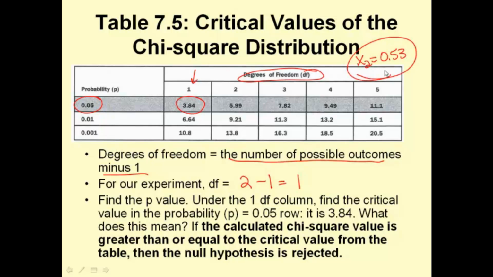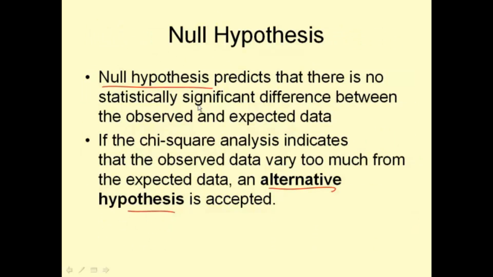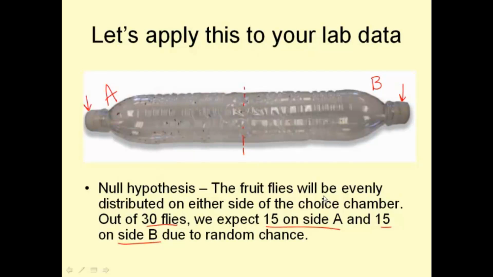So for our distilled water experiment, our chi-squared indeed is less than 3.84. So we would accept the null hypothesis, and if you recall, our null hypothesis said that we would expect the flies to be evenly distributed due to random chance. So we can say for distilled water that that is true. The distilled water must not be affecting them because they're just randomly ending up on either side. Okay? So that would be one calculation.